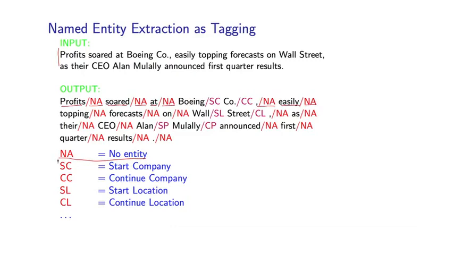And then for the company entity type, I have tags corresponding to the start of a company and the continuation of a company. So if we look at Boeing CO here, we've tagged Boeing as the start of a company and CC as the continuation of a company. And similarly, we have Wall Street, which is a location. Wall is the start of a location. Street is the continuation. And Mill Alley, the same thing happens again. So what I've basically shown you here is that we can take the named entity recognition problem and map it directly to a tagging problem where we're going to tag each word in turn in the input sequence.